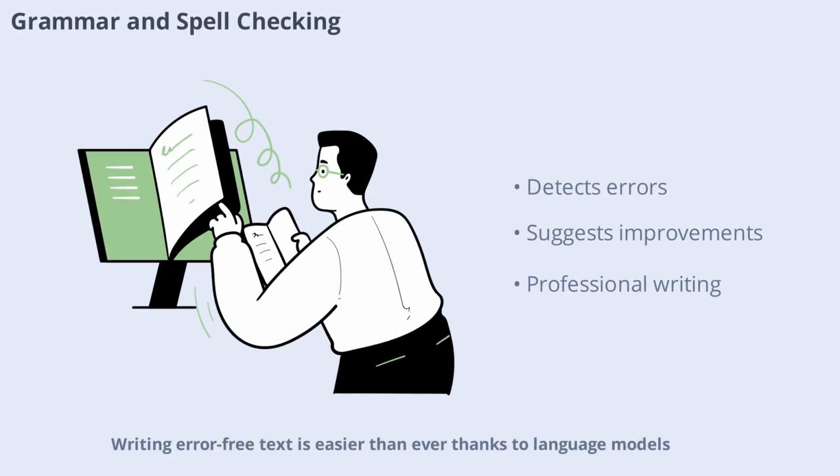Writing error-free text is easier than ever thanks to language models. Tools like Grammarly use these models to detect grammar mistakes, spelling errors, and awkward phrasing. They offer suggestions for improvement, helping users communicate more clearly and professionally. Whether you're drafting an email or writing an essay, grammar checkers powered by language models are invaluable writing companions.